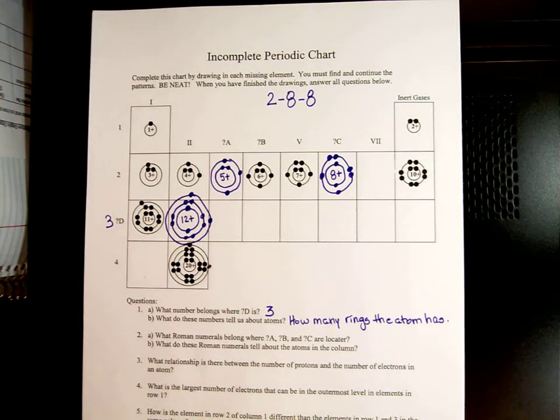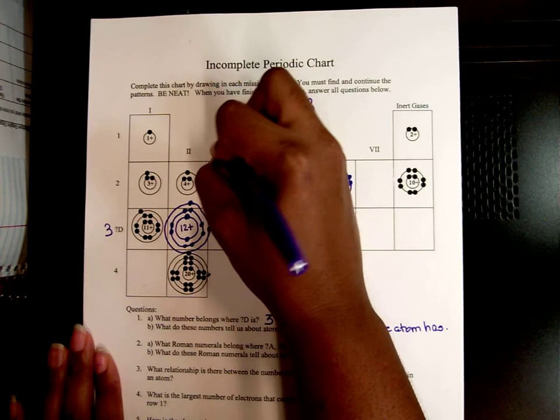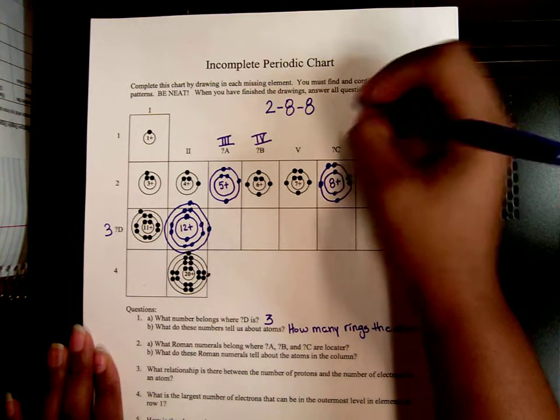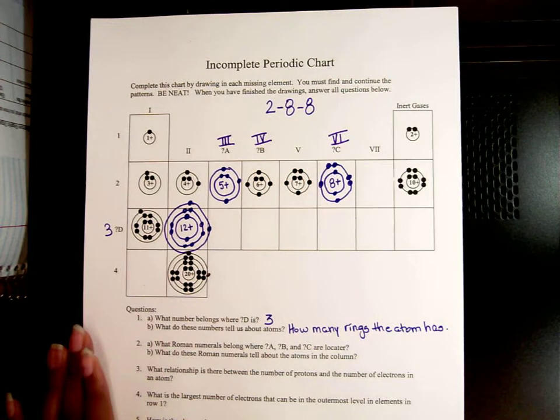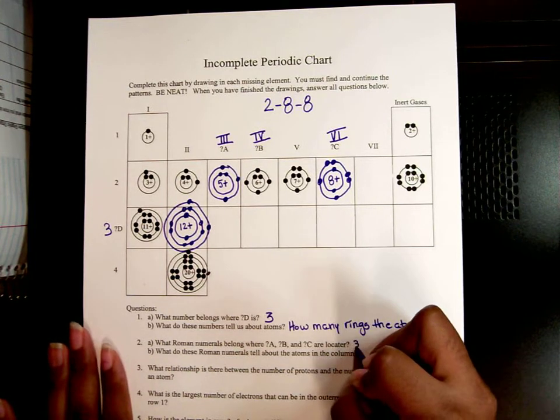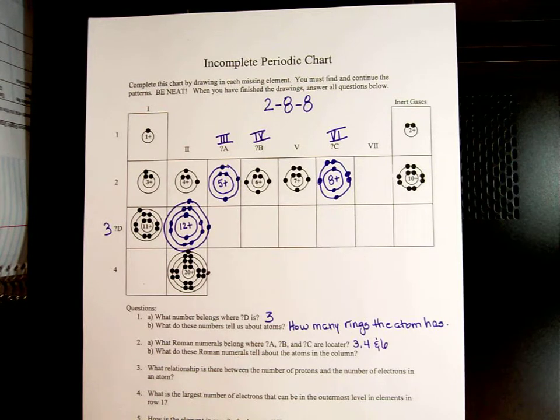Now, number 2 says what Roman numerals belong where question mark A, B, and C are. Now, the thing is, the periodic tables that you guys use for STAR actually don't have Roman numerals. They just have numbers. So it goes 1, 2, this should be 3, 4, 5, 6, 7, and so forth. So basically 3, 4, and 6. You don't have to remember what the Roman numerals will look like.